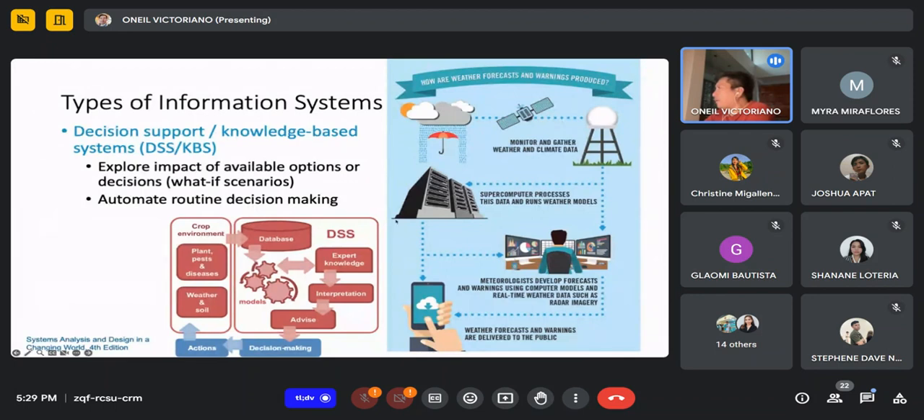Another example here is how weather forecast and warning are produced. Based on the gathered data from old data, from satellite data, from hardware radar data, it is processed by supercomputers. You have an expert or meteorologist to develop forecasts, and we have a real-time forecast or warning delivery for the public. So these are examples of decision support. You might look into different use cases for organization, for business cases, but we'll be having that later in the data analysis.